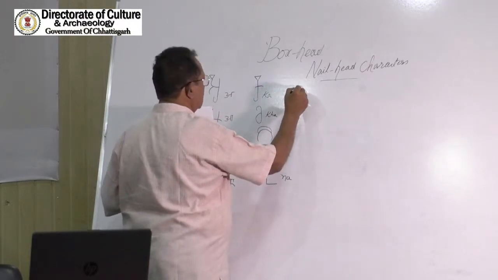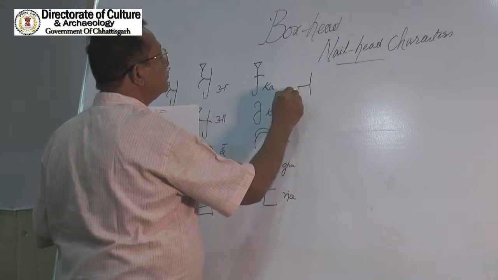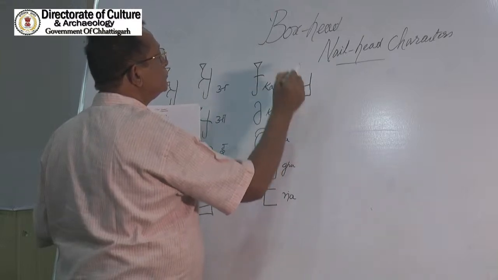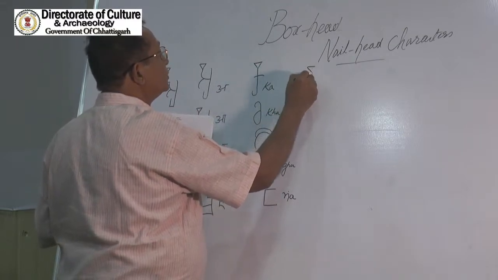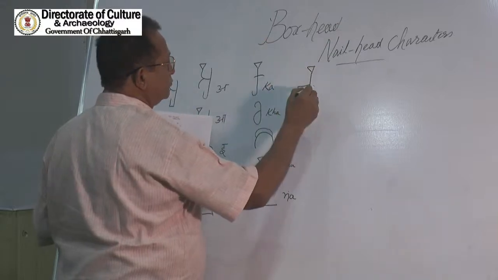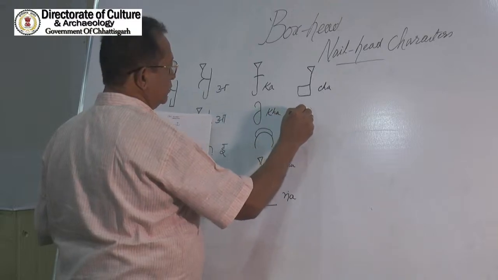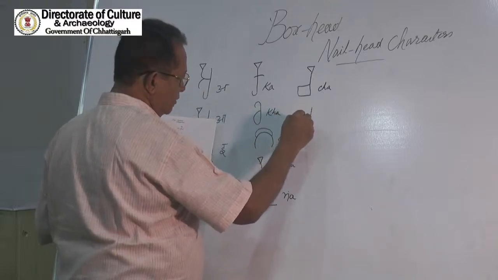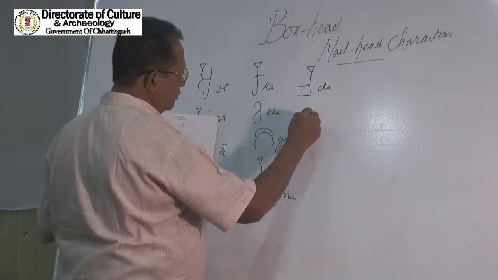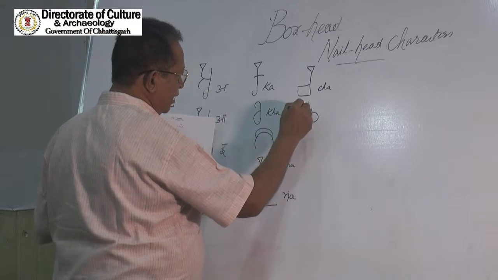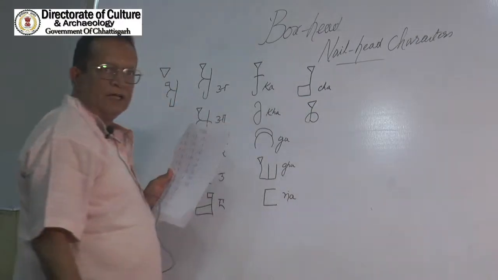Again, Sha, and you will have a nail head attached on the top. Cha goes in one frame. As I told you, the left loop will be smaller with a bigger loop on the right side, and on the top you are going to attach a nail head.